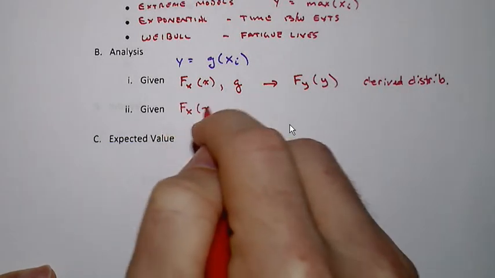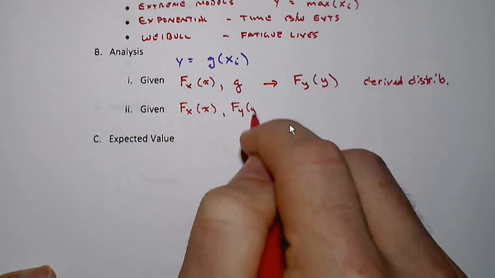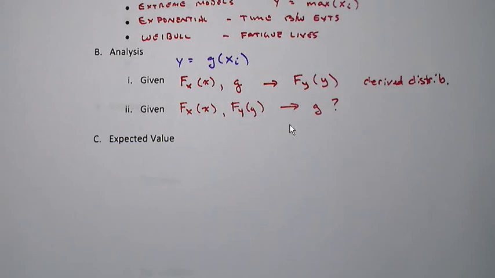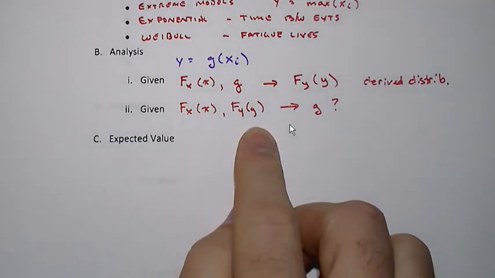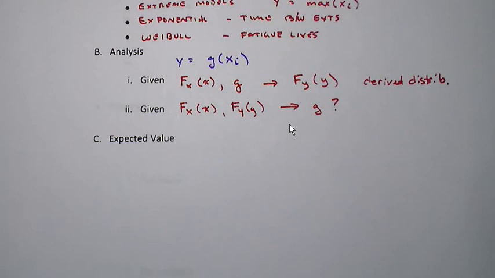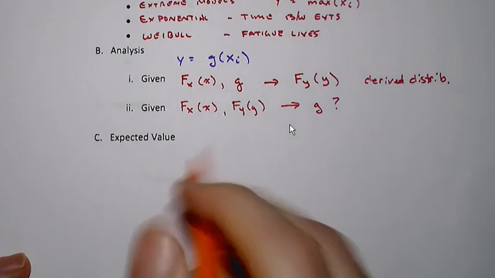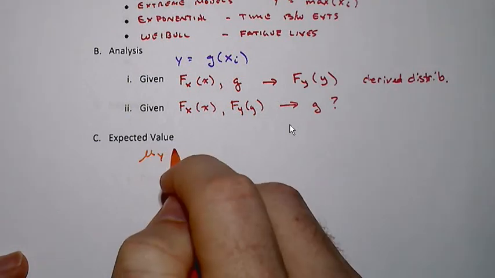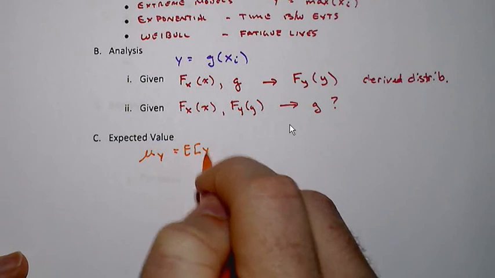Or maybe we have the marginals of both X and Y, and we ask the question, what's the function that represents the relationship between those two? We'll actually see that later on when we come back to the regression models. Now, another whole class of work that we did could fit in the analysis segment if you wanted to, but is this whole notion of expected value. Here, for instance, we defined the mean of this function Y, the expected value of Y.